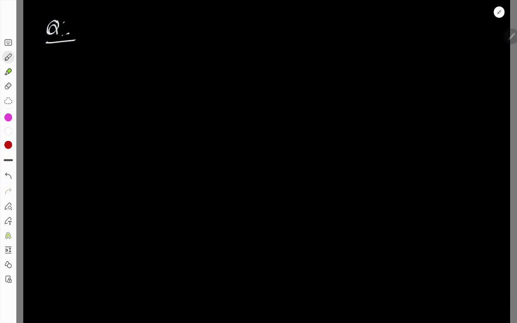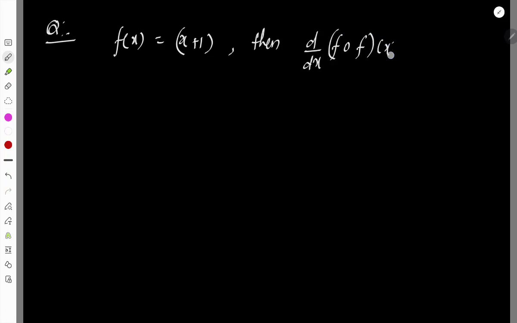The question is: f of x is equal to x plus 1. Then find the value of d by dx of f of f of x, a composite function. So you can do one thing: first you find f of f of x. What is that?